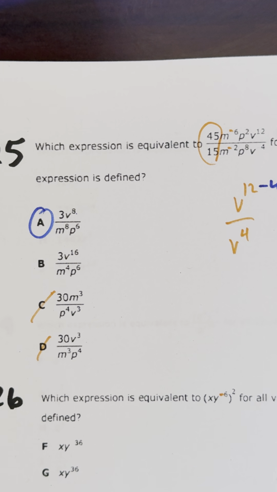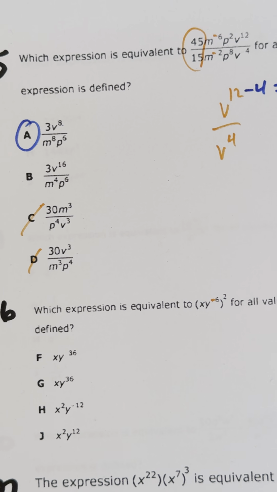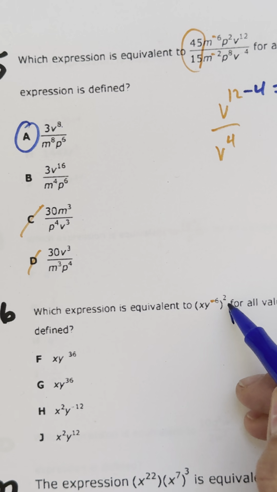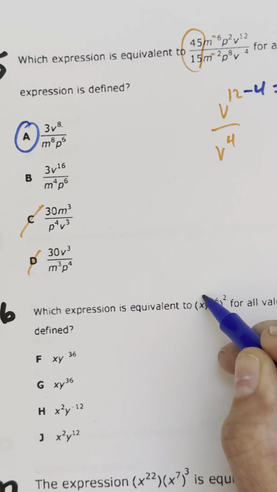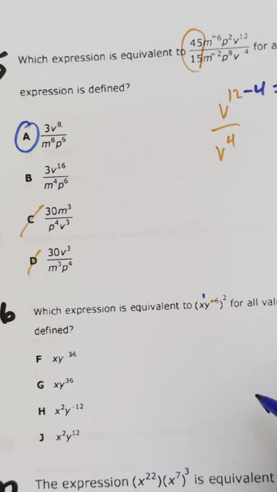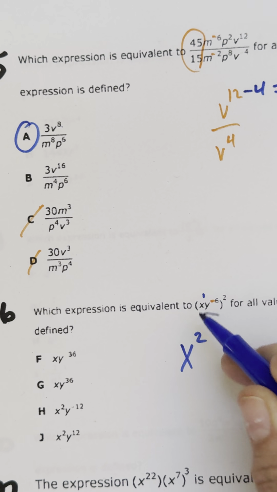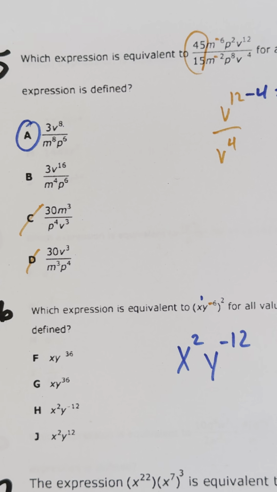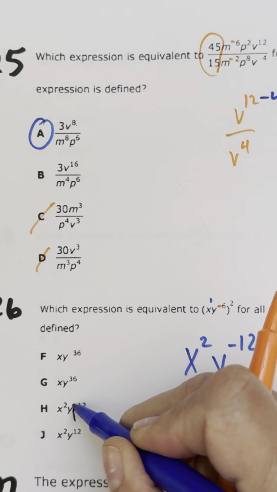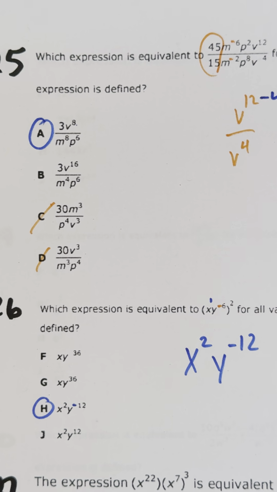So you don't have to do the entire problem as long as what you do is different on the answer choices. Okay, 26. So again, when it's on the outside, you multiply. And if there's not an exponent, the exponent is 1. So 1 times 2 is 2. 2 times negative 6 is negative 12. And so, notice the answer is H. Of course, all the problems that we did, couldn't leave a negative in an answer.